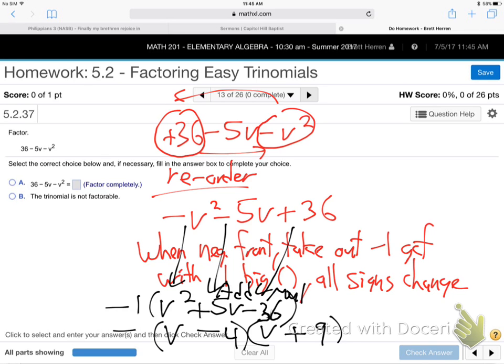-1 is in the very front. There it is. Does that make sense on that? Everybody see that? So let me go over it one more time. Reorder it. And then when the minus is in the front, you got to factor out a -1 and all the signs change with one big parenthesis. Then finish from there.